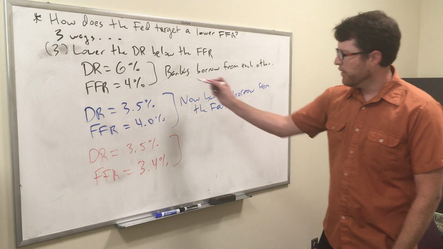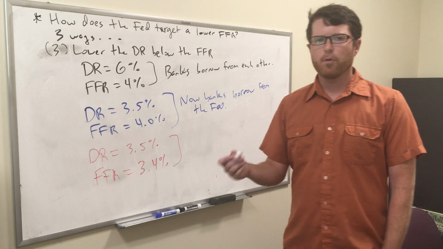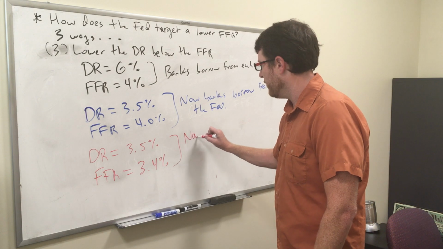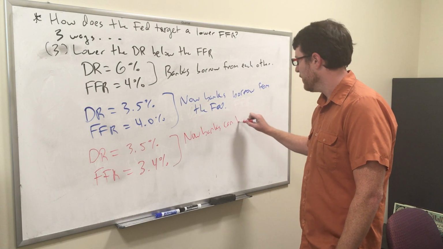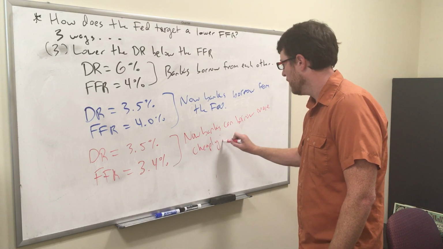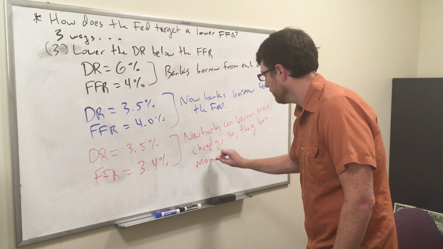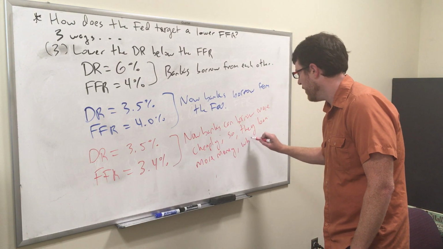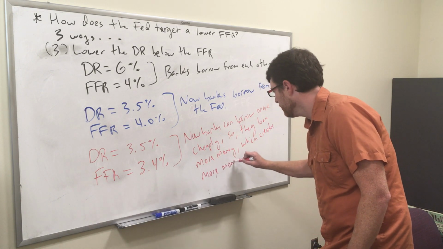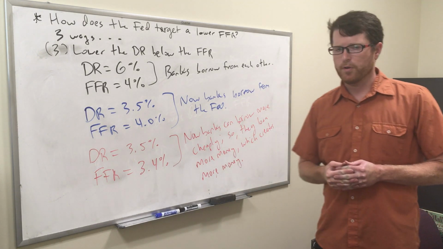Okay? So this no longer allows the banks to borrow from the Fed, which creates new money. But what it does is it stimulates more borrowing. Okay? Now banks can borrow more cheaply, so they loan more money, which creates more money.